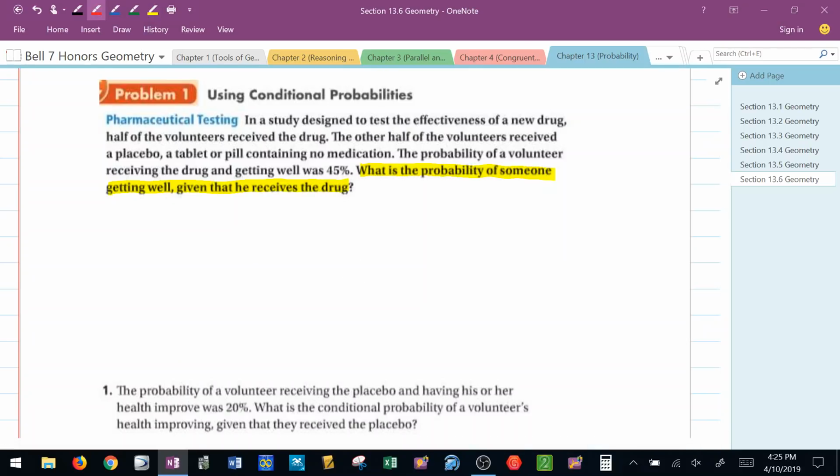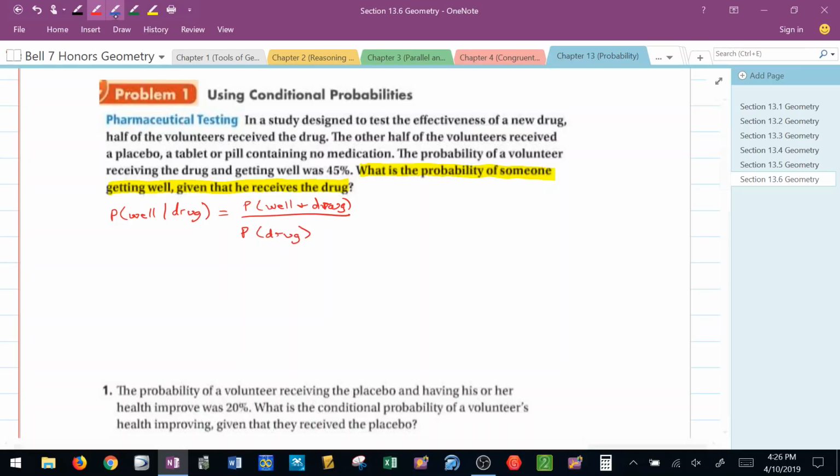Looking at what this says, the part I highlighted means the probability of getting well. Let's just say the probability of well given the drug. So to calculate this, using the formula, I'm going to take the probability of well and drug, or you could say drug and well, and divide that by the probability of getting the drug.